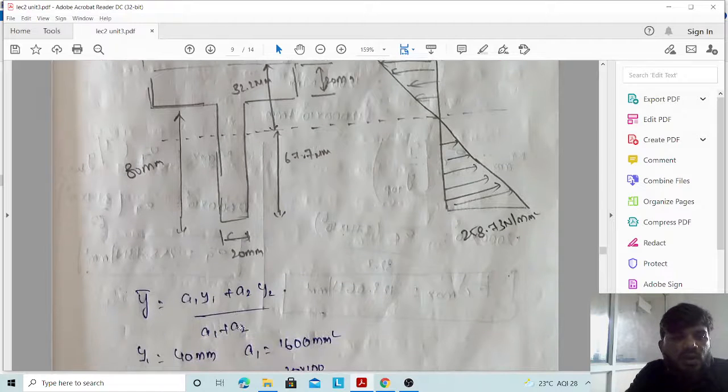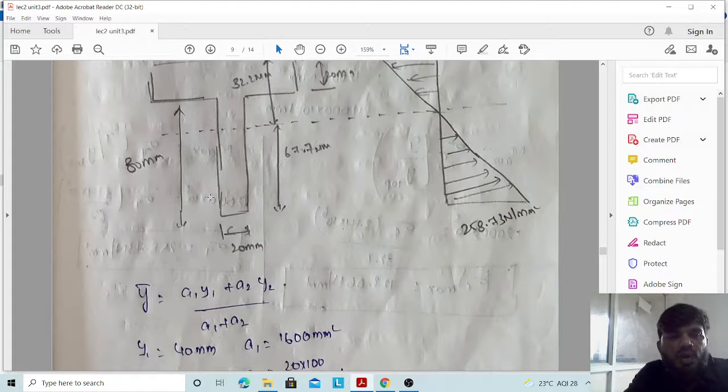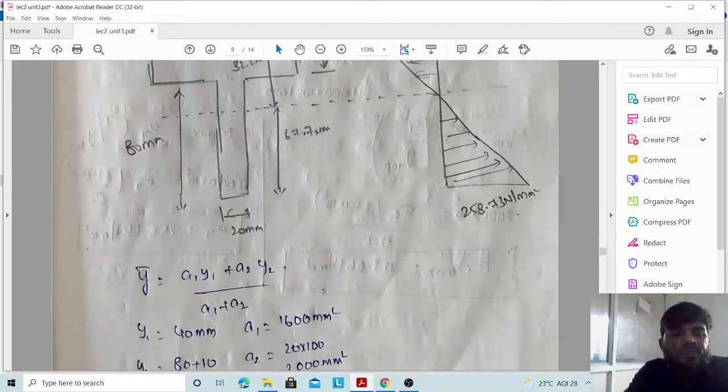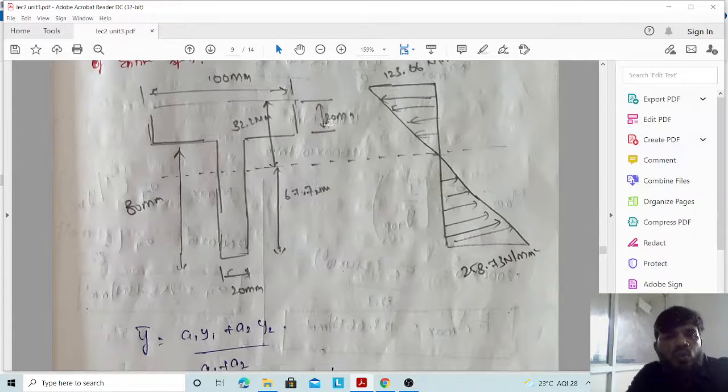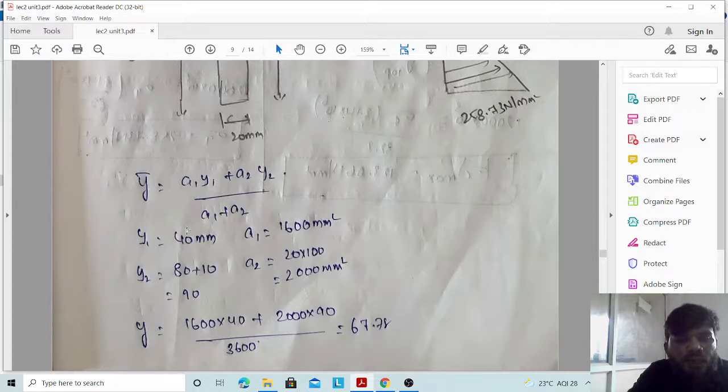So how to identify the CG? We know that y is equal to A1 y1 plus A2 y2 by A1 plus A2. Here I have solved y1 is equal to half of this length. If you take this as origin, about y distance, that is half of this 80, that is 40. A1 is equal to 80 into thickness 20, so 1600 mm square. Next y2: when you are measuring y2, this 80 is already fixed from the origin. From here to here you have to travel anyhow to reach this point. So this 80 is fixed, 80 plus whatever thickness you have here divided by 2. So 80 plus 10, that is 90. A2 is equal to 20 into 100, 2000 mm square.